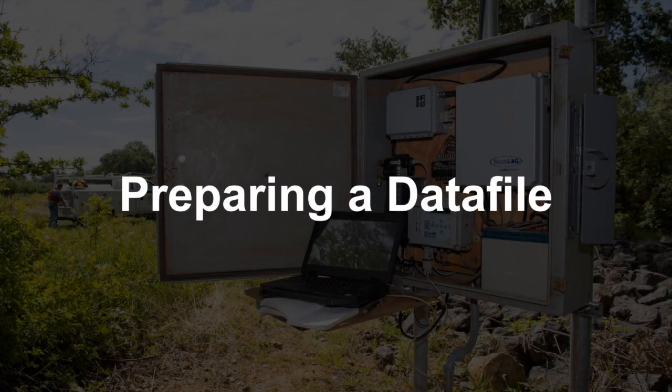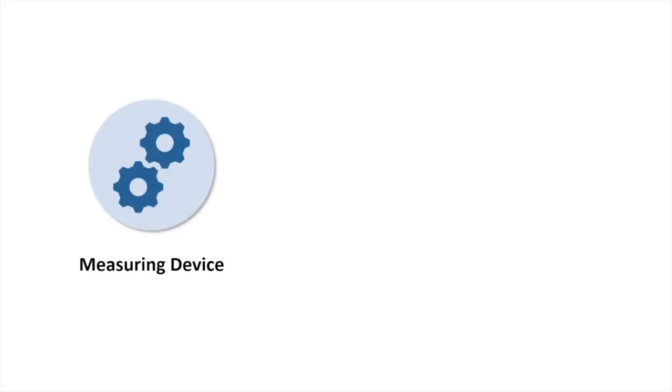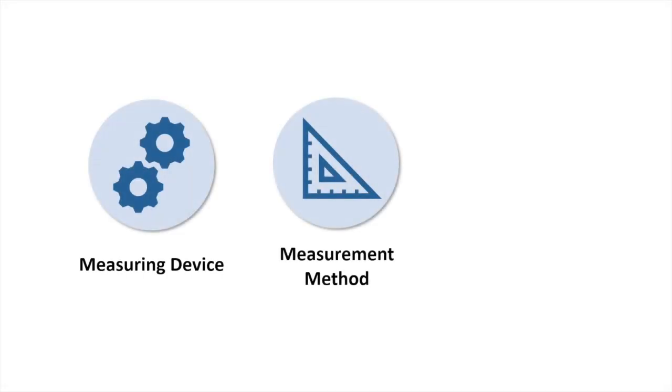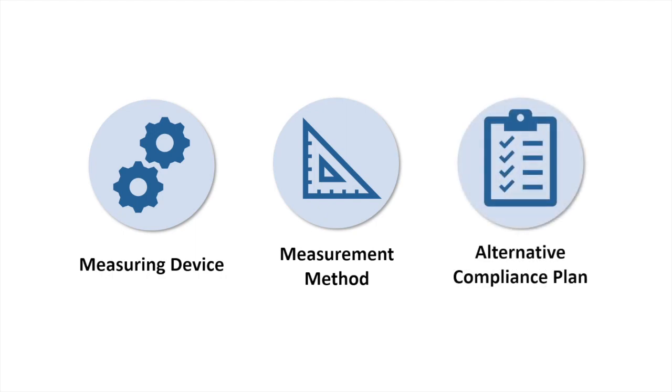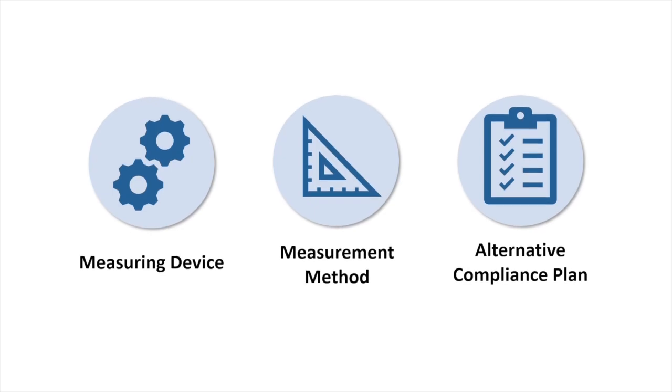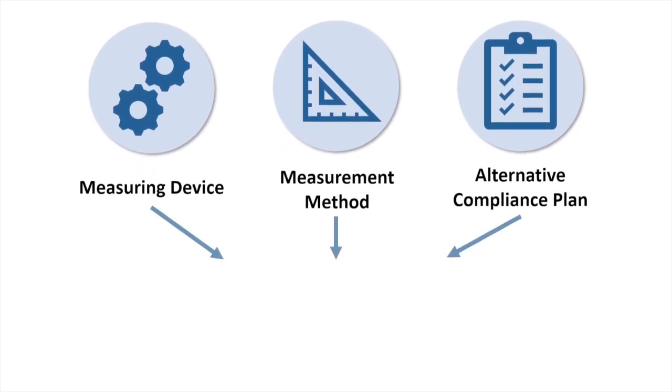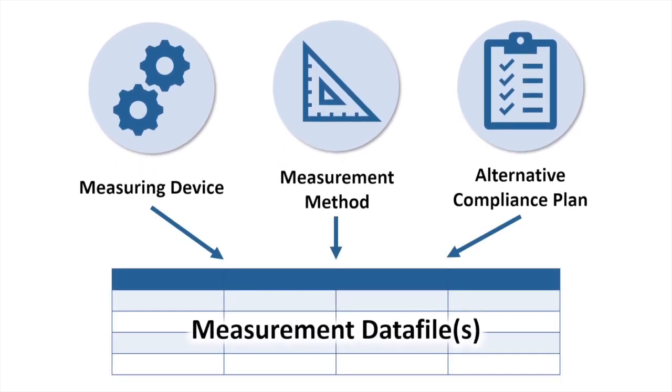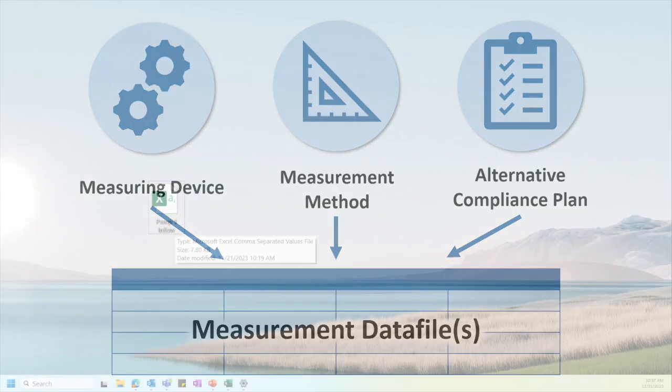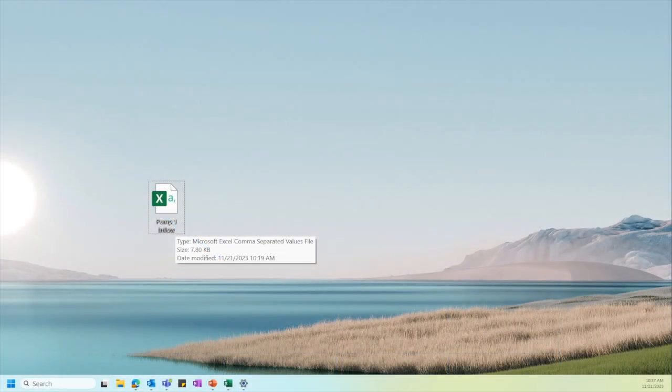Throughout the year, you will need to measure and record the amount of water you divert using either a measuring device, a measurement method, or an alternative compliance plan. At the end of the year, you need to compile your measurement data into a file or set of files, one for each device if you use more than one, that is machine readable and submitted to the board in your annual water use report. Let's look at the file I will be submitting today.